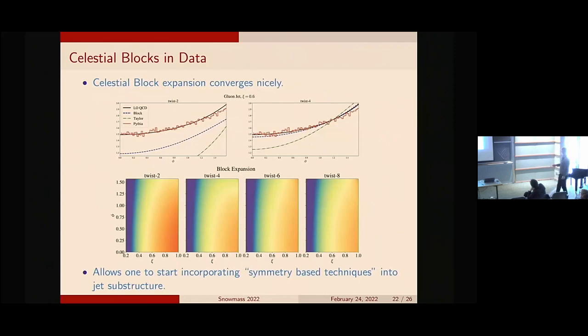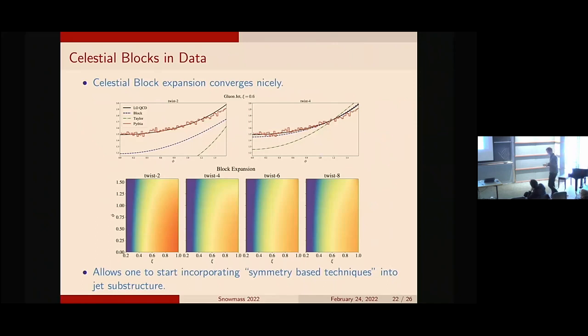And so it's a bit hard to see in these plots. But this is, for example, a simulation in Pythia compared with a calculation. And then in blue is this block expansion. So at twist 2, it's a bit off, but as soon as you include the twist 4 block, it immediately converges very nicely.